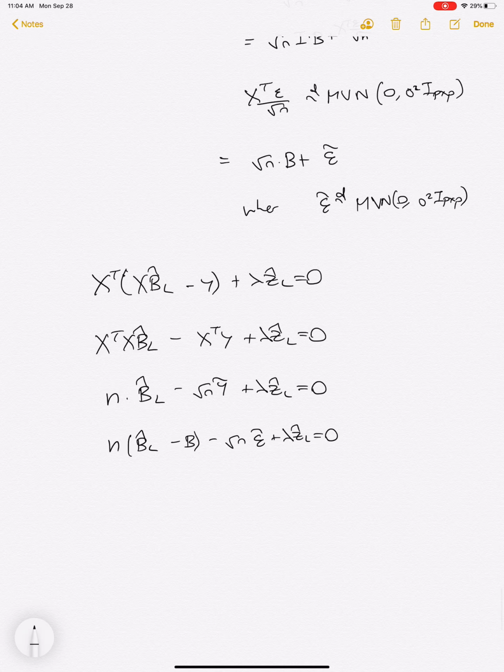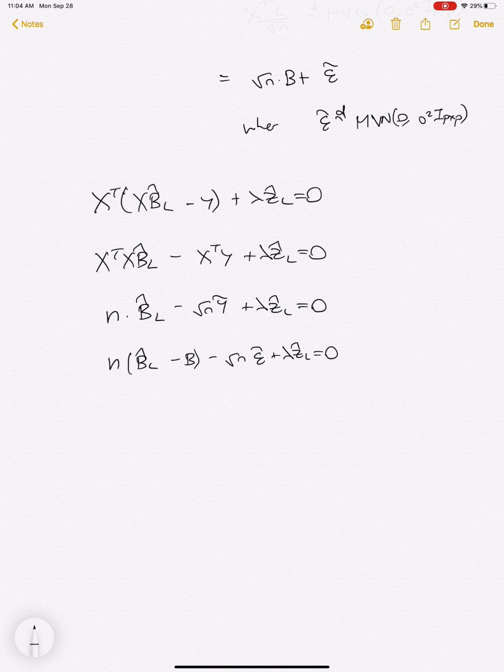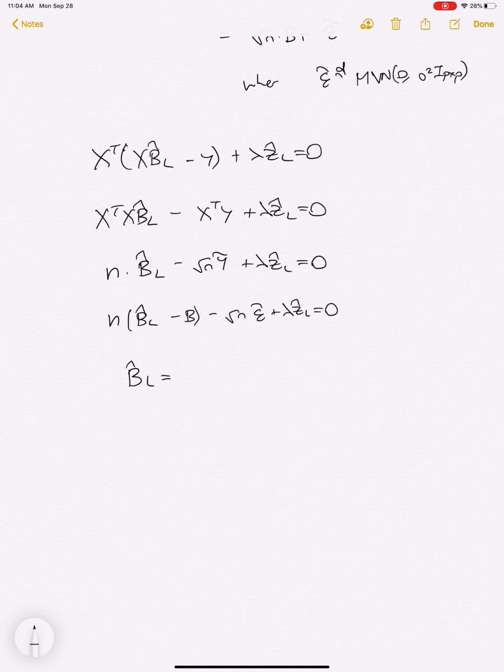So a lot of nice things happen here, and that's going to lead us to our soft thresholding algorithm, which I'll get to shortly, and that gives you a nice solution. So we can say that b hat L equals b plus epsilon tilde over square root of n, and then minus lambda z hat L over n.